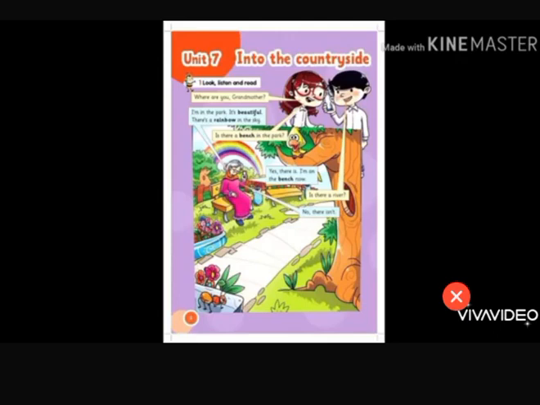Where are you, grandmother? I'm in the park. It's beautiful. There's a rainbow in the sky. Is there a bench in the park? Yes, there is. I'm on the bench now. Is there a river? No, there isn't.